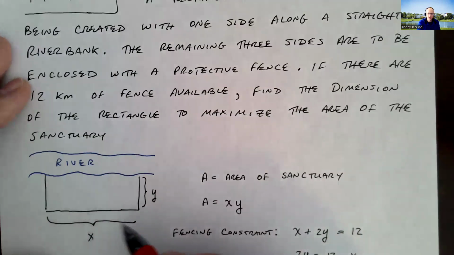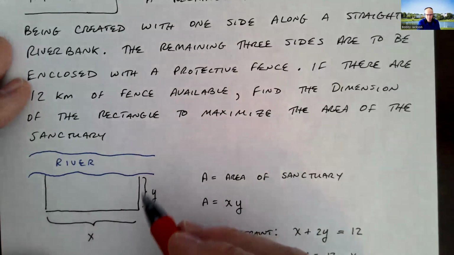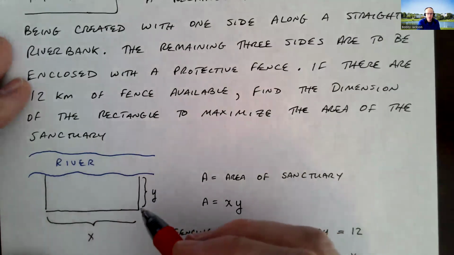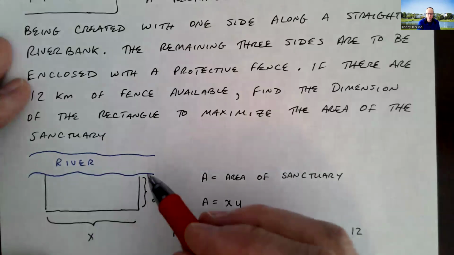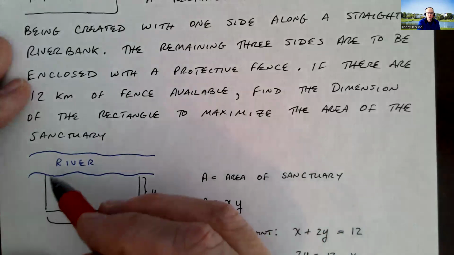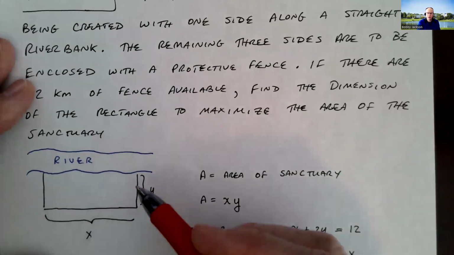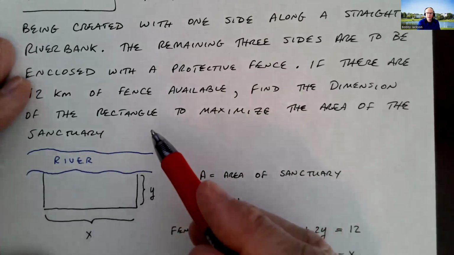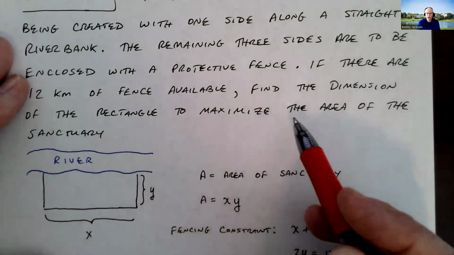Well, we've got maybe call this the width. I'll call this X. This is the side parallel to the river. And then Y maybe is if this is the width and this is the length, or length and width, I don't know which is which. But Y would then be the perpendicular fencing perpendicular to the river. Okay, so what are we going to do? We want to find the dimensions of this rectangle to maximize the area of the sanctuary.